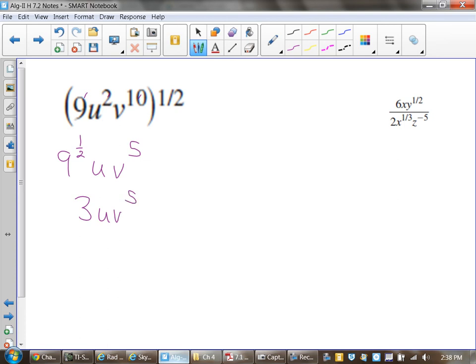You're using the properties of exponents. When you have power to power, you multiply them out. Your fractions tend to disappear. Okay?